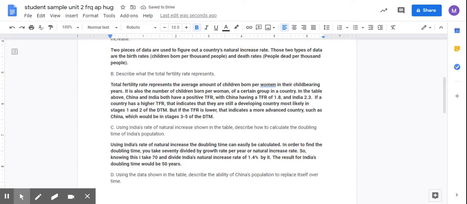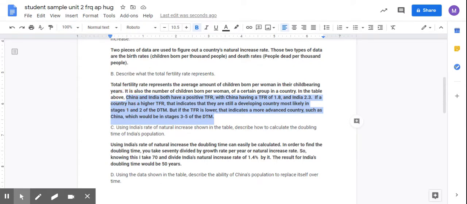She said, total fertility rate represents, or he said, I can't remember if it was a he or a she. Total fertility rate represents the average amount of children born per woman in their childbearing years. It's also the number of children born per woman of a certain group in a country. In the table above, China and India both have a positive total fertility rate. So right there, this answers the question. This is telling or defining what total fertility rate is, and then he paints a picture of how total fertility rate can be used and how it relates to the stimulus. So this is terrific. This is exactly what a description answer would look like.